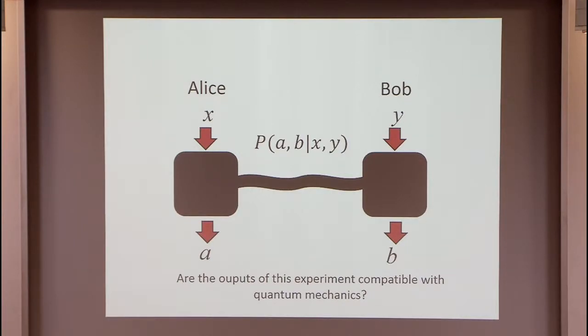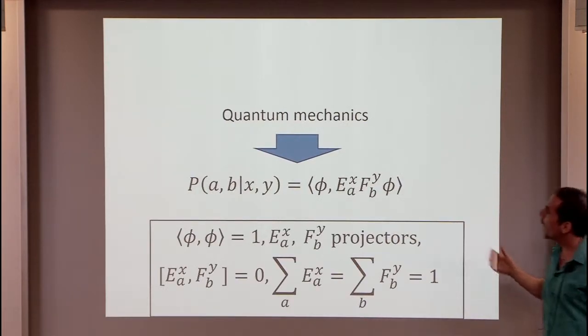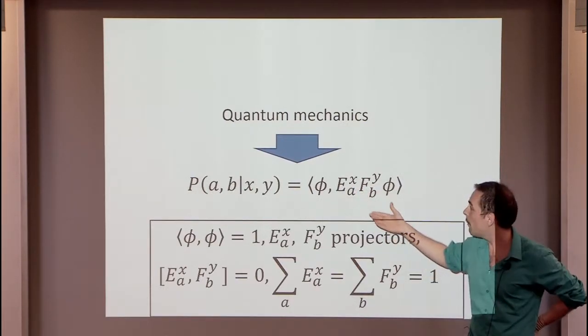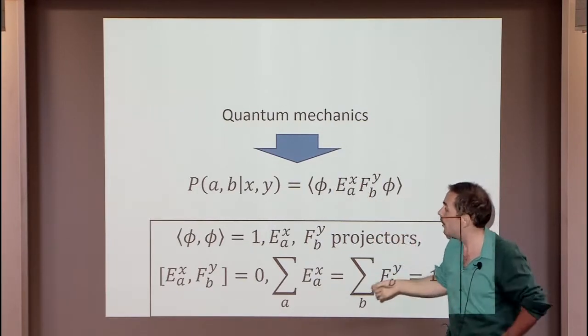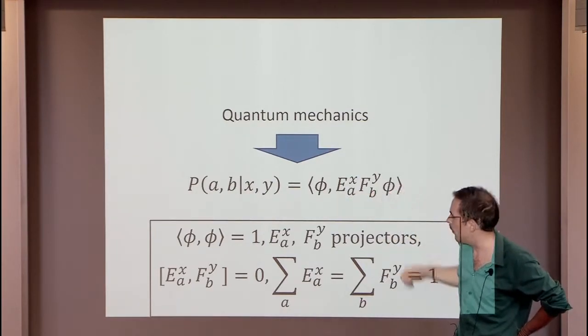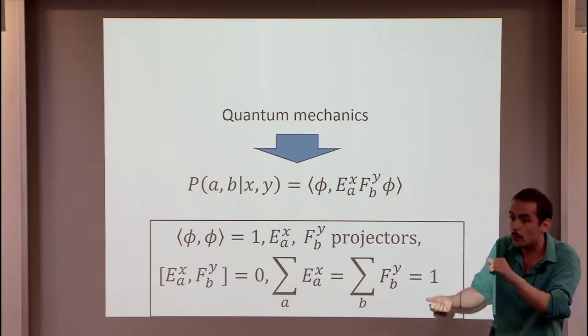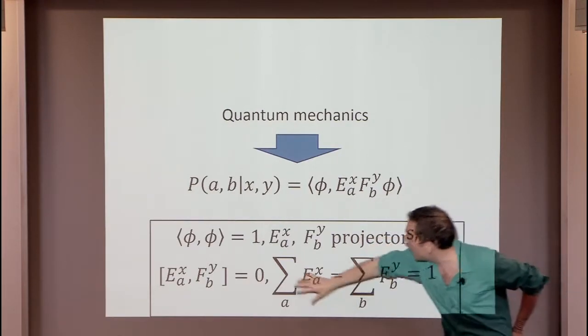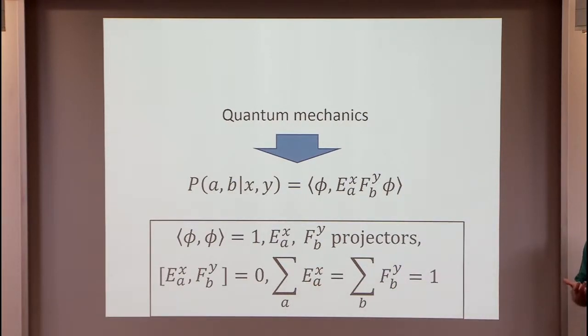Because if it is not, it means that there's something really wrong about the way we understand physics nowadays. Now, what does quantum mechanics tell you? Quantum mechanics tells you that each of these probabilities is the overlap of some vector defined in some Hilbert space, finite or infinite dimensional, which is normalized, with itself, but multiplied by the product of operators. And these operators are projectors, so the square is equal to themselves, right? And they are also self-adjoint. And they satisfy this set of polynomial restrictions. So this is another example of a non-commutative polynomial optimization problem.